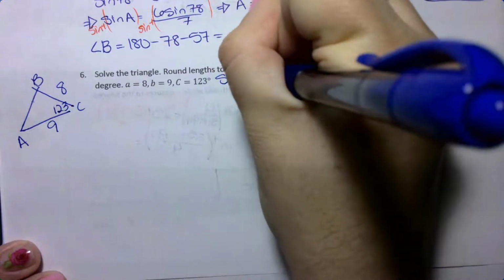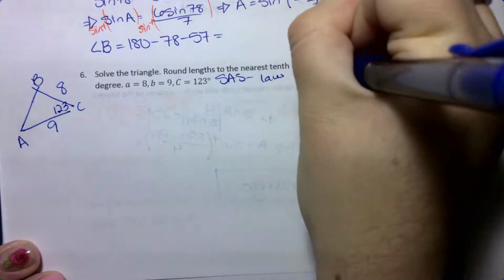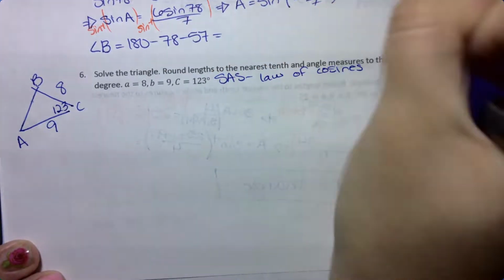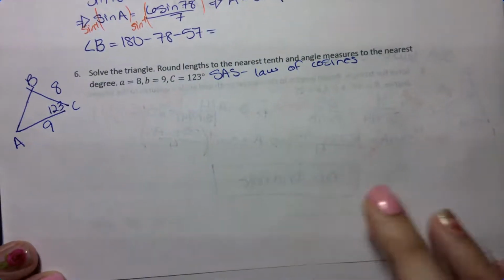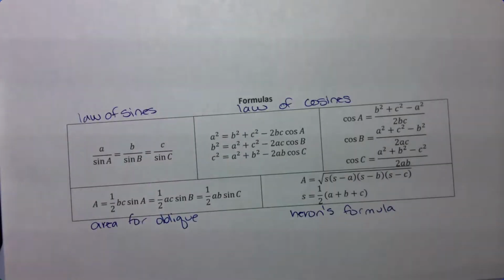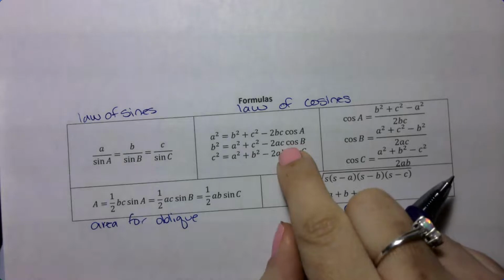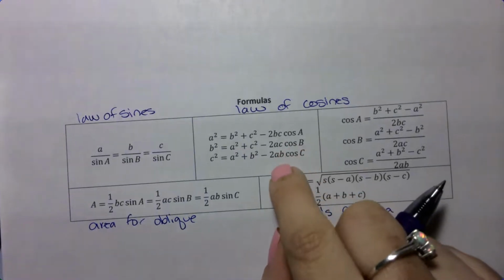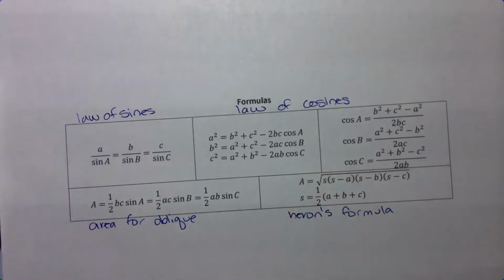This is, again, law of cosines. This one, since I have an angle given to me, it makes more sense to use the first set of law of cosines. So I'm going to use this one. The angle I had was C, so I'm going to use the formula on the bottom.